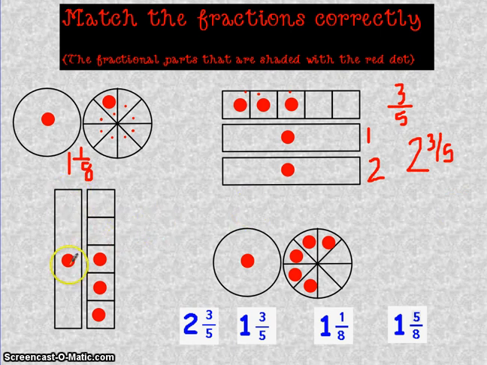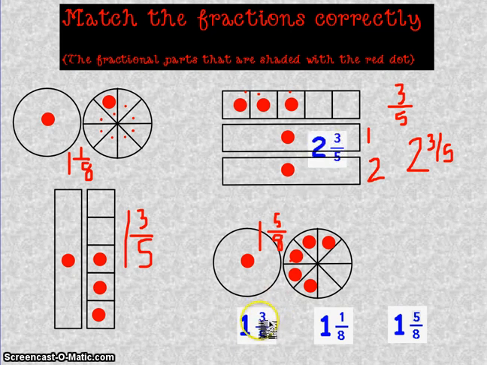Okay, try this one. I have one whole, and my fraction is 1, 2, 3 out of 5 pieces altogether. 1 and 3/5. Okay, on this one, this shows me one whole. This shows me 1, 2, 3, 4, 5 that are shaded out of 8 altogether. So 1 and 5/8. So in class, we took our cards and we just moved them this way.